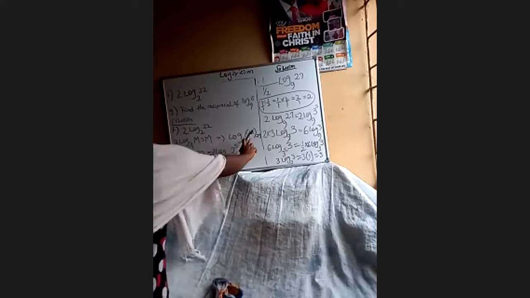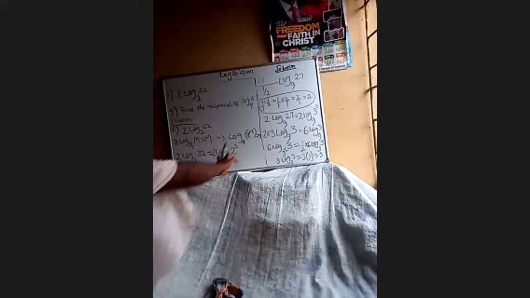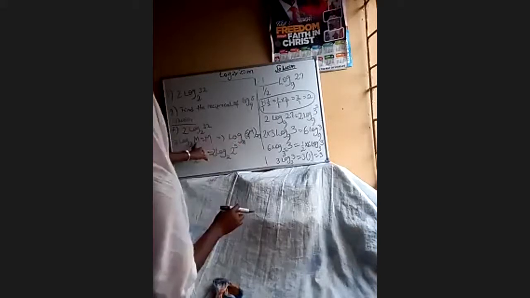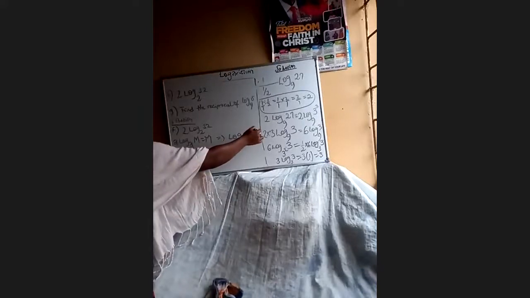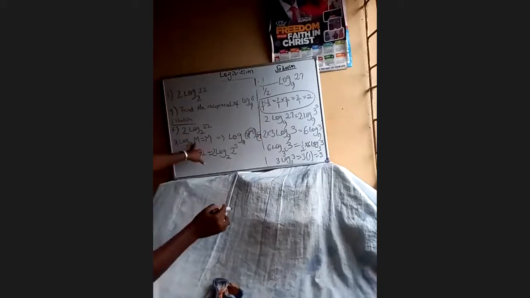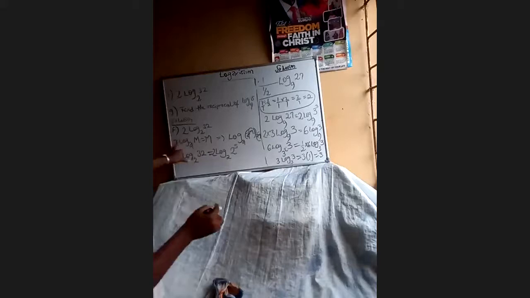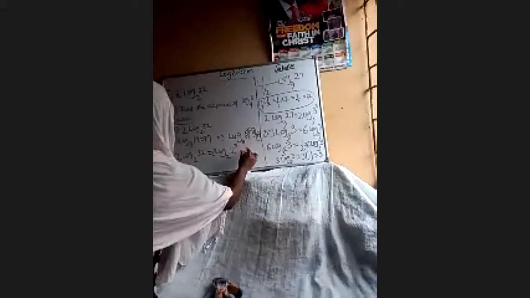Now, applying this rule, don't forget that we said logarithm of a to the power of m base a is equal to m. So when we have 2 logarithm of 2 to the power of 5 base 2, it gives us 5.